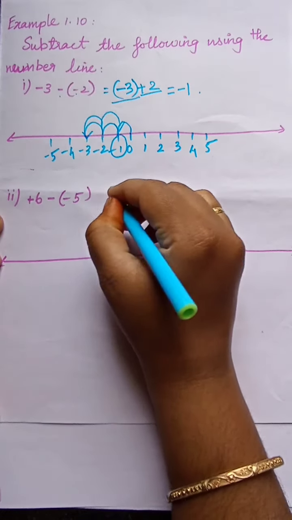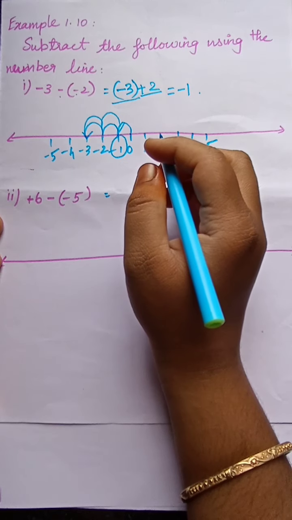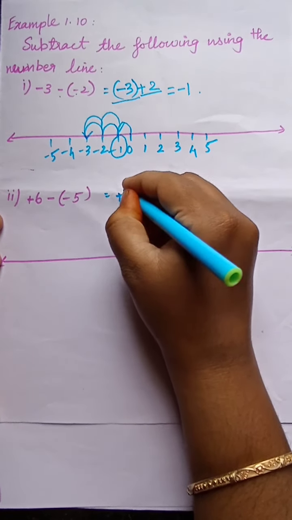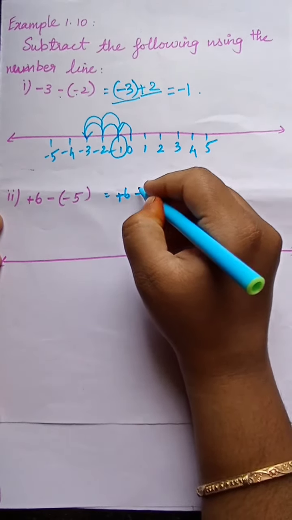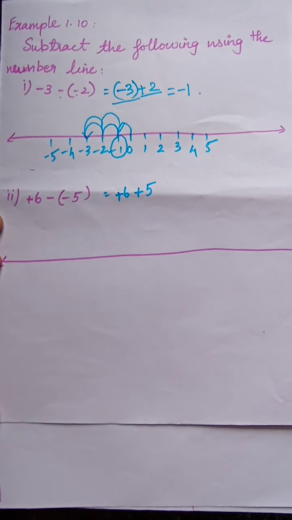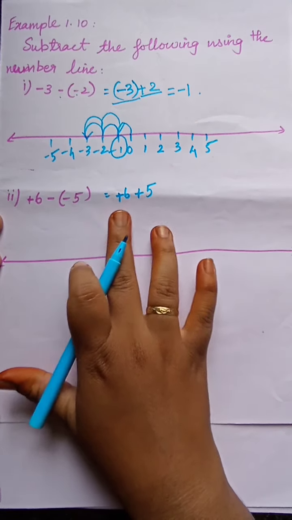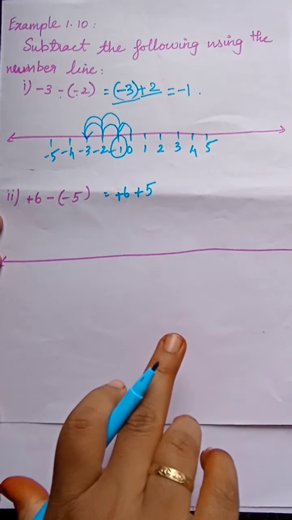Okay, the next question, that is plus 6 minus 5. So here also they have given 3 symbols, so we can change it into 2 symbols, that is plus 6 minus into minus plus 5. Clear? So both the numbers are in plus, so our answer also will be in plus.